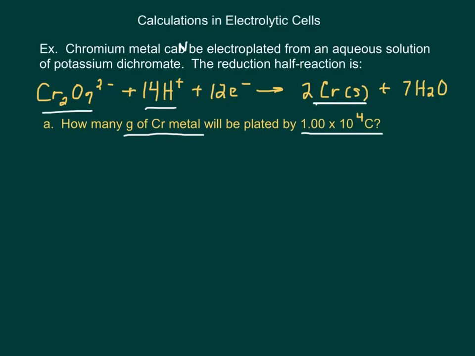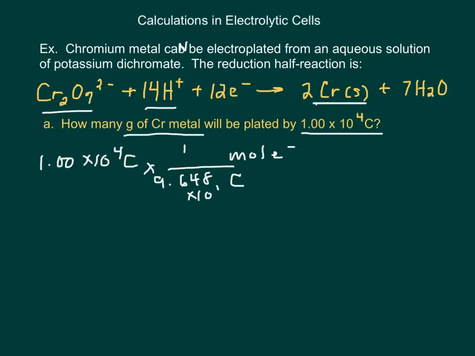So this is just going to be stoichiometry. I'm going to start with what I'm given, 1.00 times 10 to the fourth coulombs. Well, what can we change coulombs to? We can change it to moles of electrons. That's a conversion that I gave you with Faraday's constant, 9.648 times 10 to the fourth. That's the charge of 1 mole of electrons.